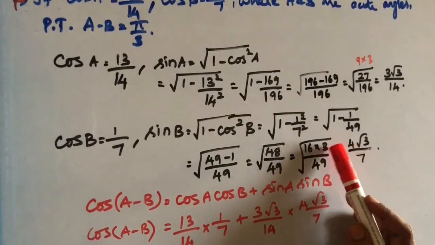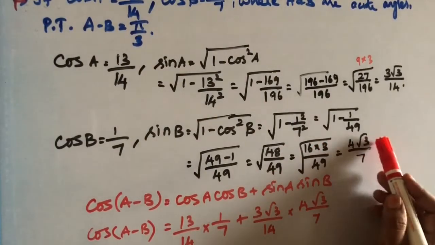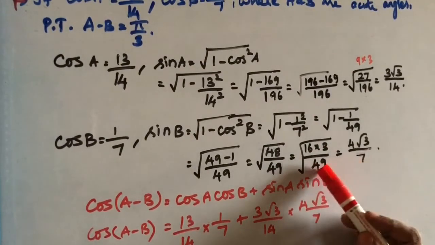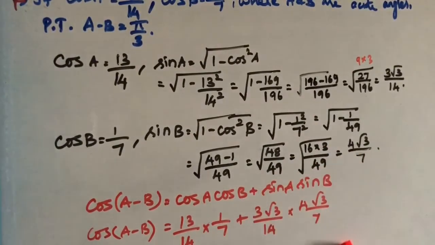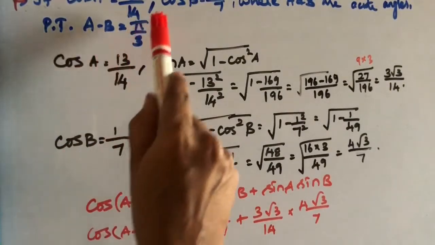So, while coming out of the root, it is 4 root 3 divided by 7, because 4 4s are 16, 49, 7 squares are 49, so 7. Okay. Now, we have to prove that A minus B equal to pi by 3.